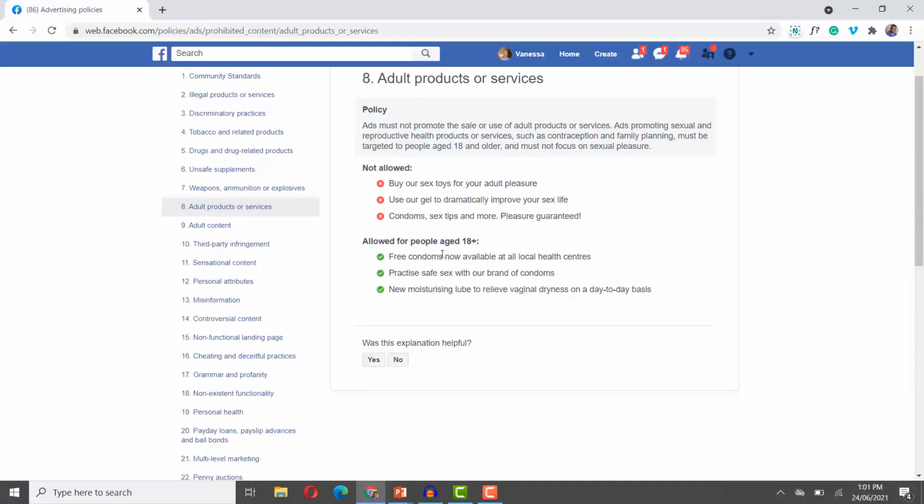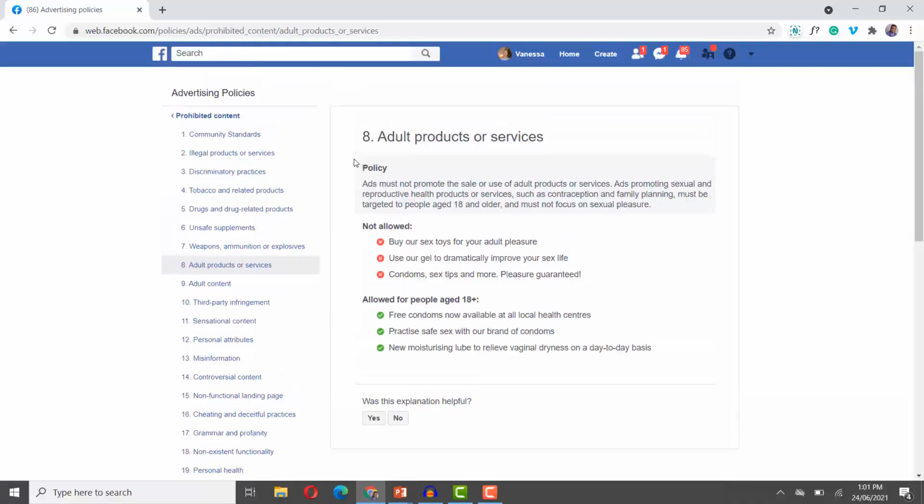Okay, but if the person is above 18 years, you can say free condoms now available at our local health centers. Practice safe sex with our brand of condoms. New moisturizing lube to relieve vagina dryness on a day-to-day basis. So some people just assume the words vagina and penis are kind of banned, but they're not. It depends on exactly how you use them and who you're targeting. We'll talk a bit more about these things in another lesson. I'm going to show you how to play around these kind of things.